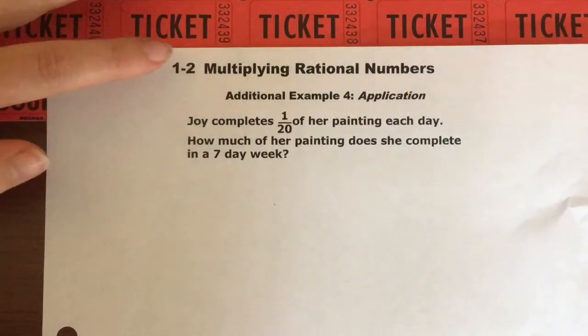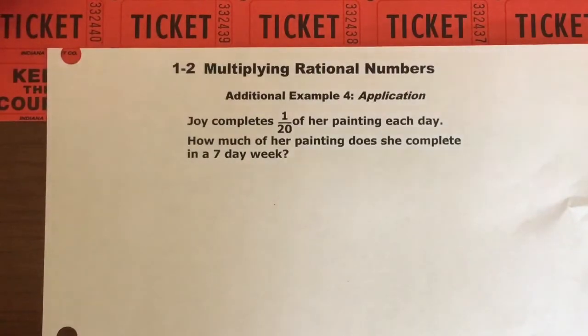We are still in 1-2 multiplying rational numbers, but now we're going to be looking at some different word problems.